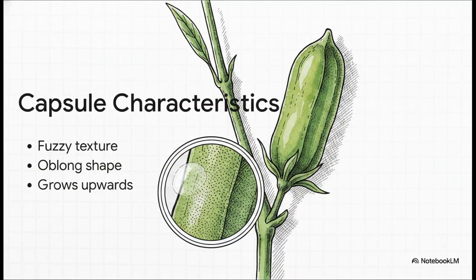Ang notes some highly specific physical traits of these capsules, and they're really quite unique. If you look closely, they have this distinct fuzzy texture on the outside. They're oblong in shape, and here's the coolest part. They grow pointing straight upwards, emerging directly from the leaf axils. Take a second to mentally visualize that. A slightly fuzzy, elongated pod reaching vertically upright from where the leaf meets the stem. It's a very specific, almost tactile detail that just goes to show the deep level of observation in these notes.